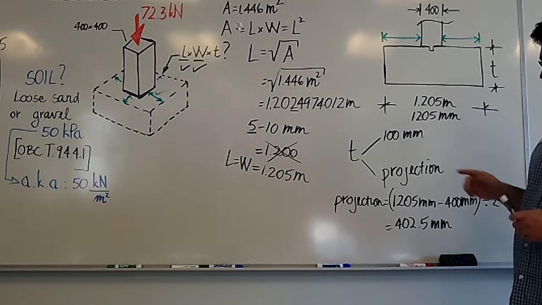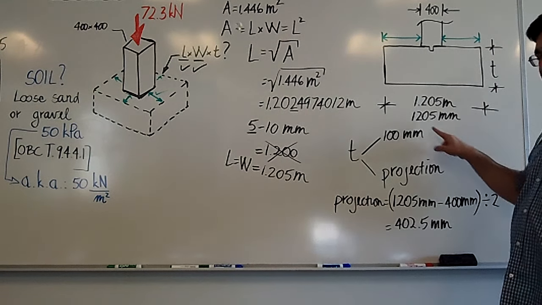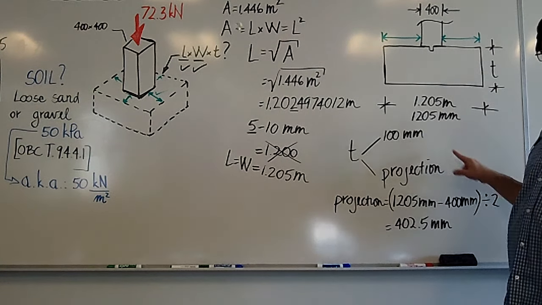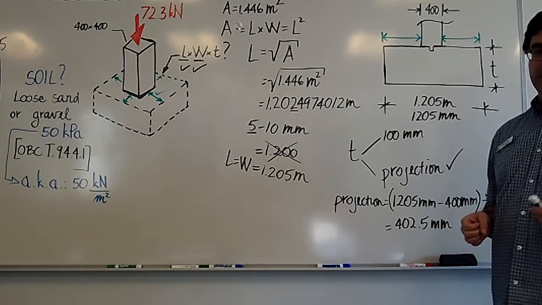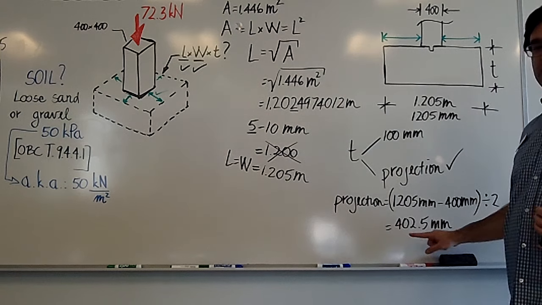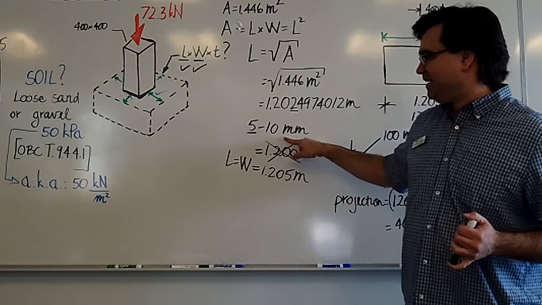So again, the thickness is either this or this projection. Which one do we pick of the two? You always pick the bigger one. So in our case, we're going to pick the projection because the projection is bigger than that. Are we done? No. Remember this?